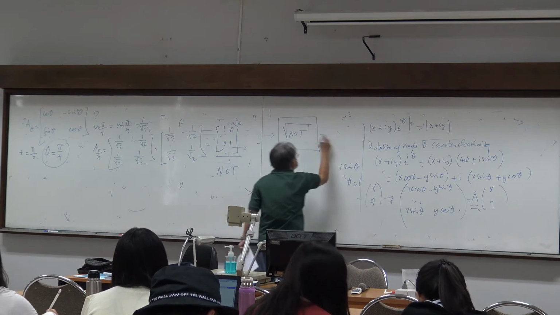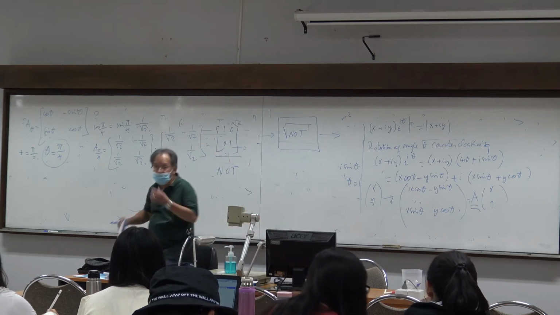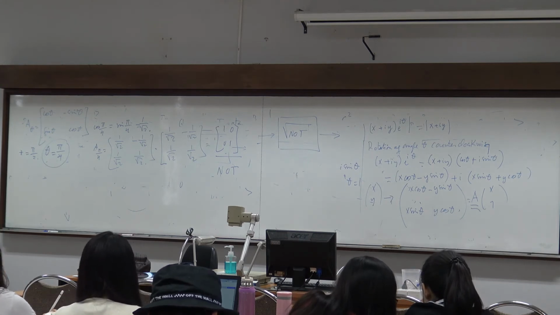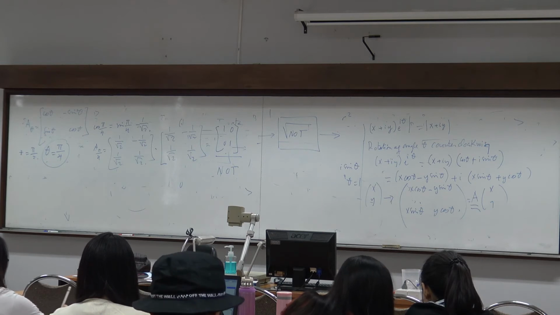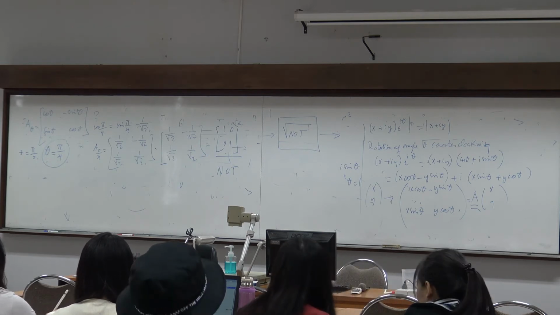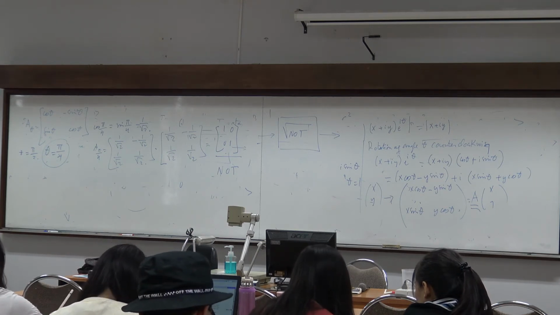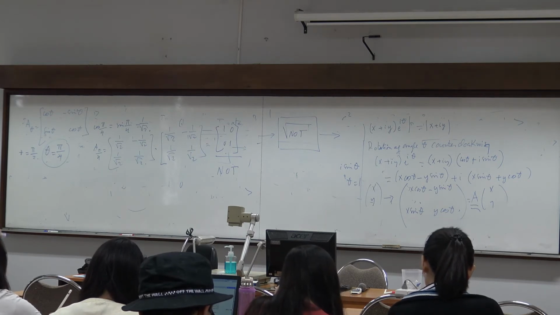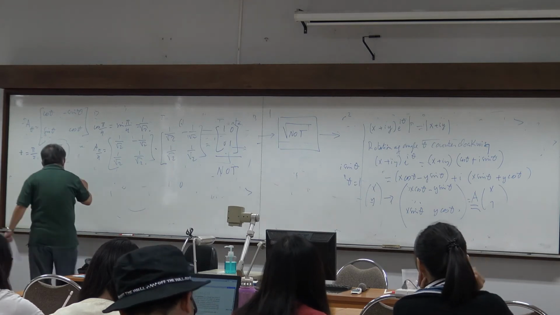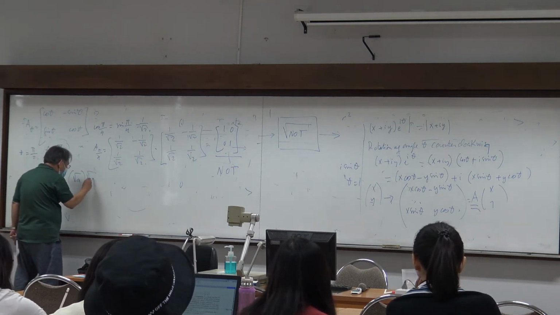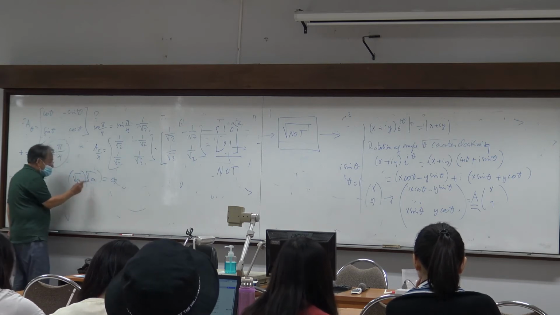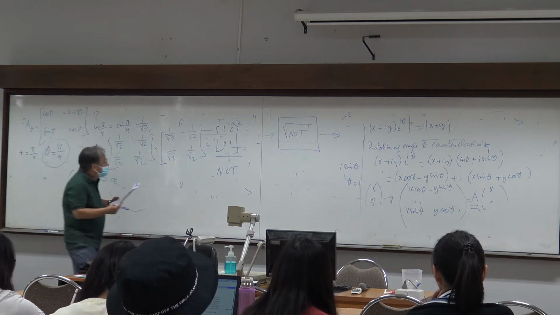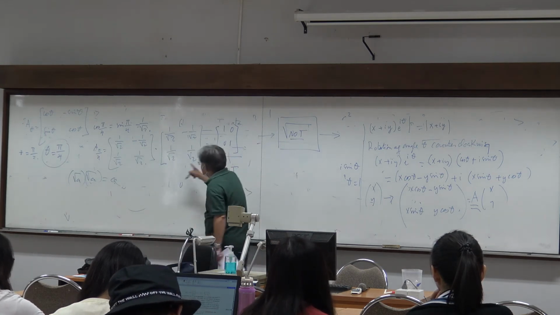This is basic in quantum computing, something that you don't have in a classical computer. What does that mean? The square root of NOT is a matrix. Think about a number. What is the square root of a number A? It is the number that, if you multiply it by itself, is equal to A. Square root of A times square root of A equals A. So this matrix is the square root of NOT.